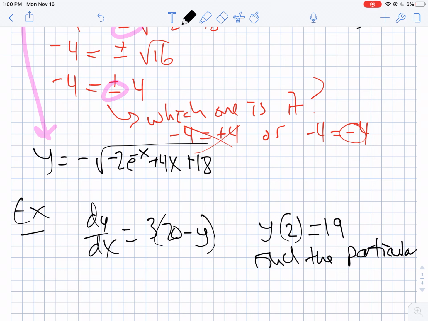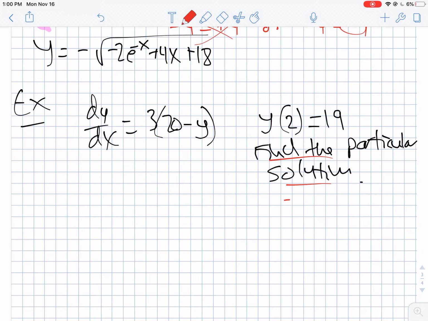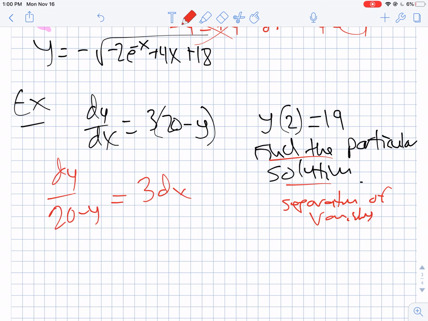Well, anytime someone asks you to find a solution to a differential equation, you're going to need to go ahead and do separation of variables. When it says find the solution, that's your technique or your reminder to use the technique of separation of variables. Okay, so dy over 20 minus y equals 3 dx. Again, there's no x, ain't no thing, and I'll show them when we integrate. So we'll hit both sides with our integral stick.